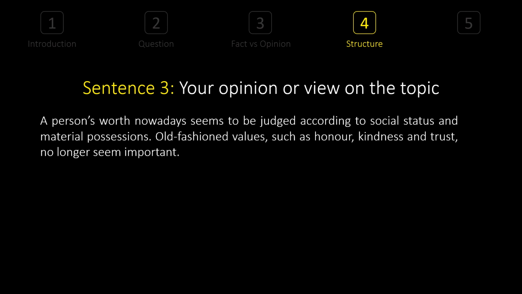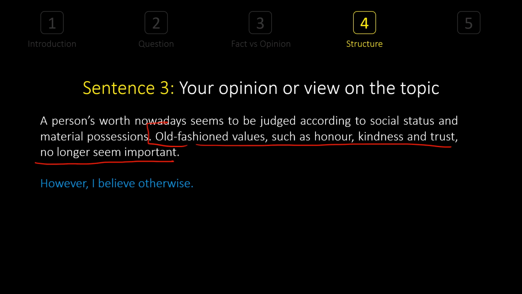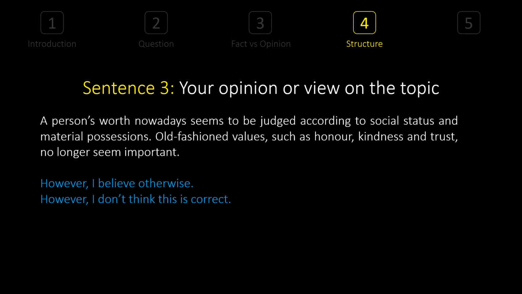The same question. Now, what is your view on this? Do you think it's true? Do you agree with this? I would say, yeah, I believe in this. So these are the positive parts. However, I believe otherwise. This is the negative part. So somebody said that old-fashioned values such as honor, kindness, and trust no longer seem important. My point is, however, I believe otherwise. Some people say this, I believe otherwise. However, I don't think this is true. I go opposite again. Another possibility: however, I totally disagree with the statement. So I'm showing my opinion on the topic.